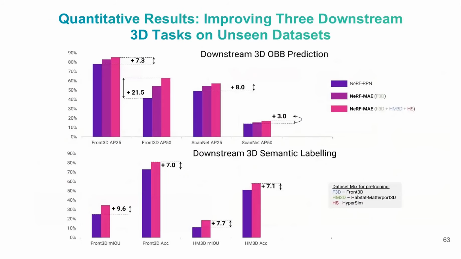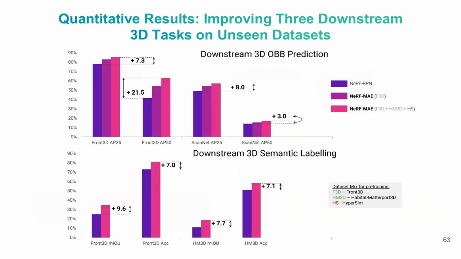How do we test our network? We disregard the decoder and fine-tune the encoder on downstream tasks. Specifically, we fine-tune it on three important downstream tasks for this work. And as we show here, we achieve state-of-the-art results on all three by utilizing only posed RGB images as inputs.